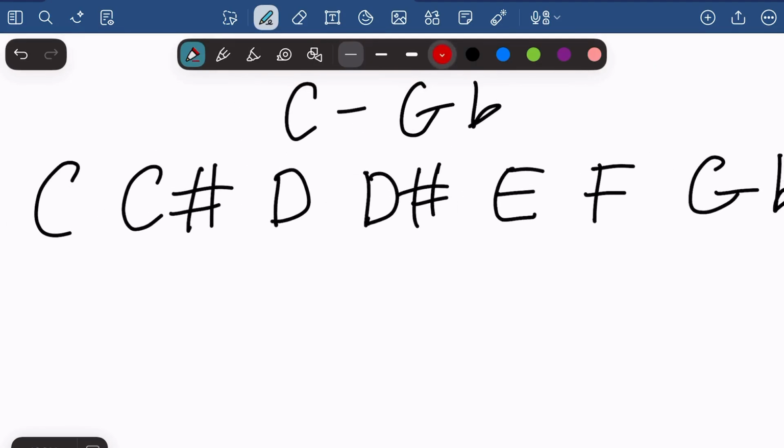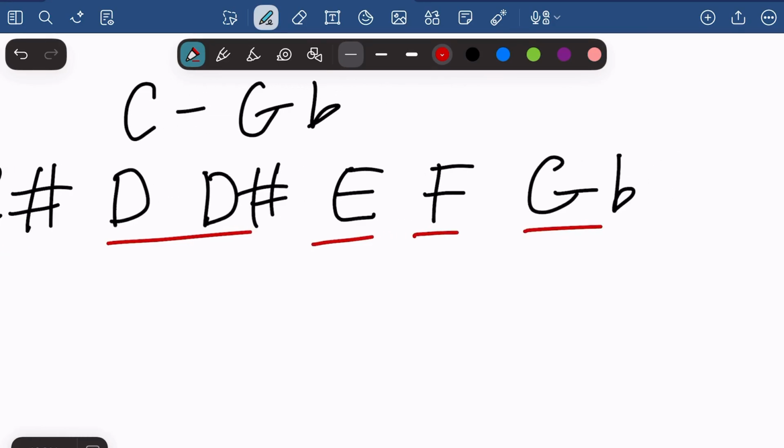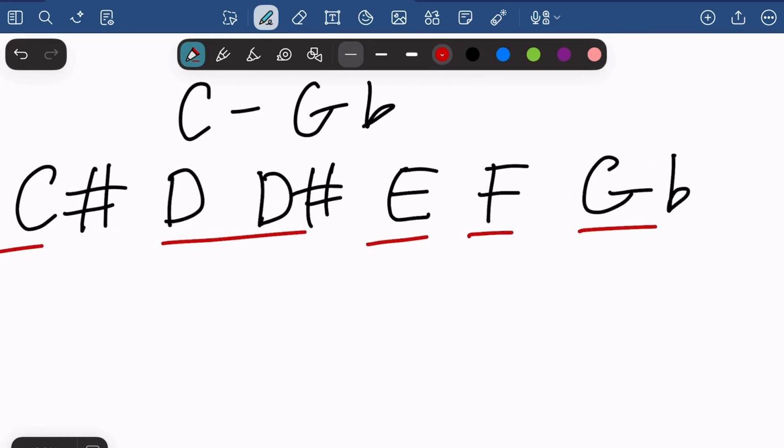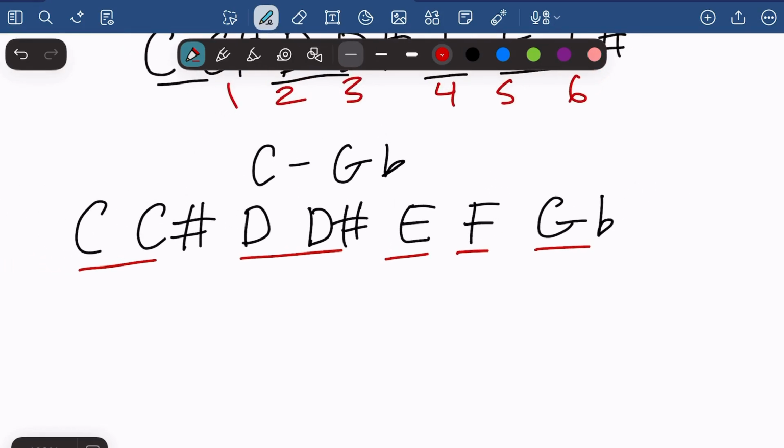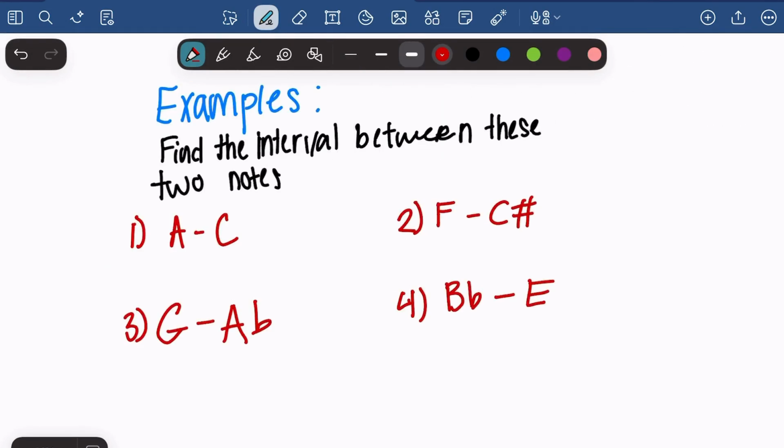And if we count the number of letters, we have one C, one D, E, F, and G. So in total, we have 5 different letters. So this is how we can tell the difference between an augmented fourth and a diminished fifth, by counting the number of letters. Okay, below are listed 4 example problems.